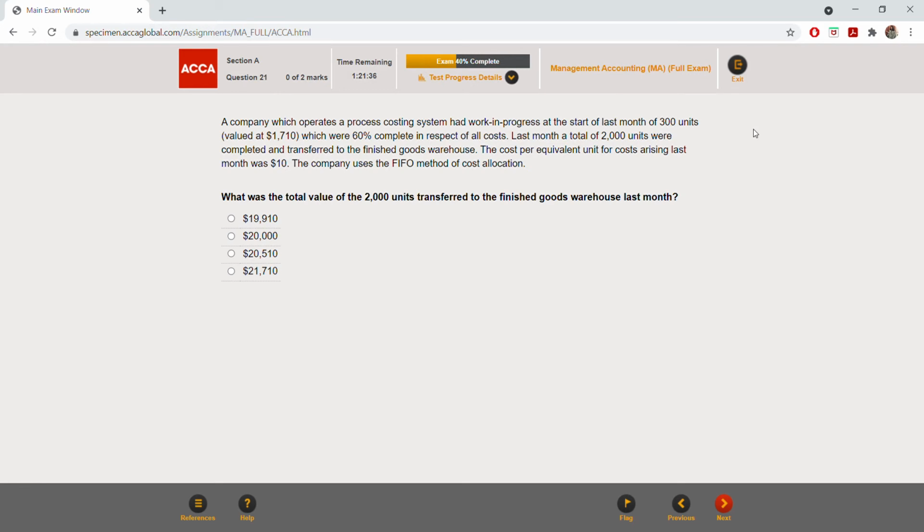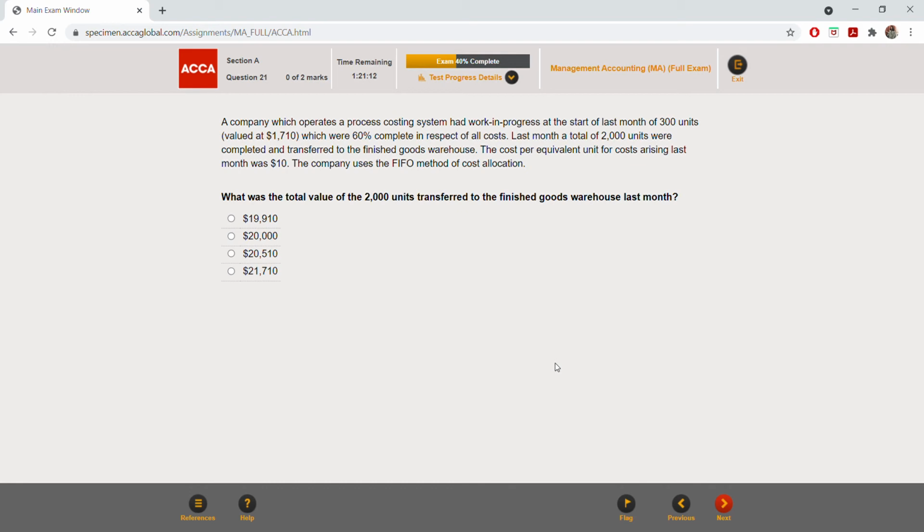So first it is FIFO, first in first out, 300 into 10 into 40%. Why? Because they told us the opening work in progress was 60% complete in respect of all cost. This is to complete the opening work in progress. We need another 40%. So for that 40%, 300 into 10 into 40%.